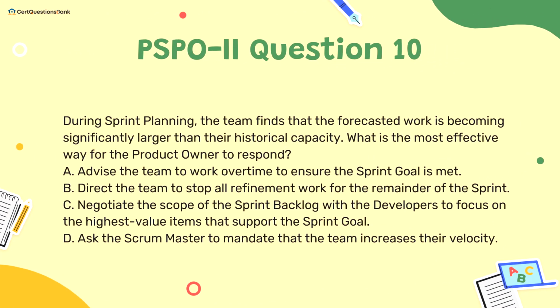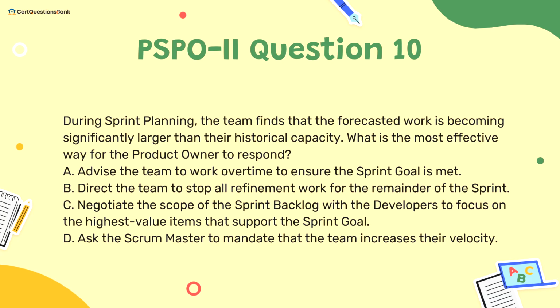During sprint planning, the team finds that the forecasted work is becoming significantly larger than their historical capacity. What is the most effective way for the product owner to respond? A. Advise the team to work overtime to ensure the sprint goal is met. B. Direct the team to stop all refinement work for the remainder of the sprint.